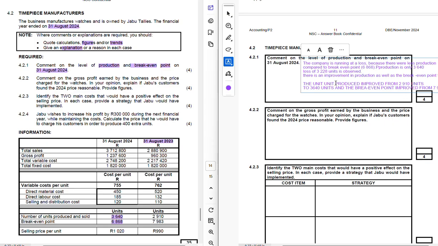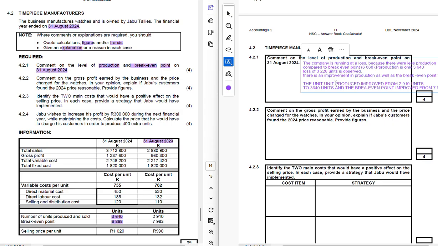This is more than 4 marks, but it gives an indication of how you are expected to respond. When you're responding to a question of a similar nature, you first interrogate what is happening in the current year, which is a comparison of break-even point this year and production this year, in this case 31 August 2024. And then you look at the trend: what happened when we compare it with last year?